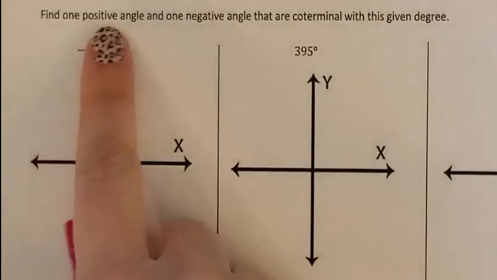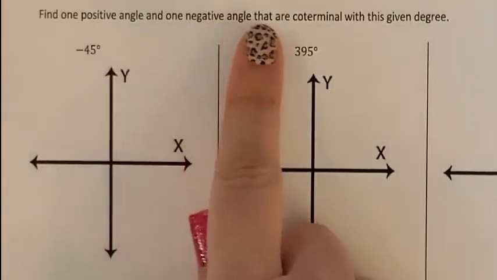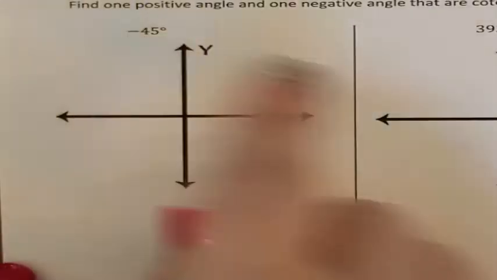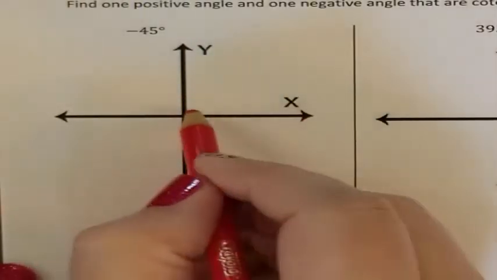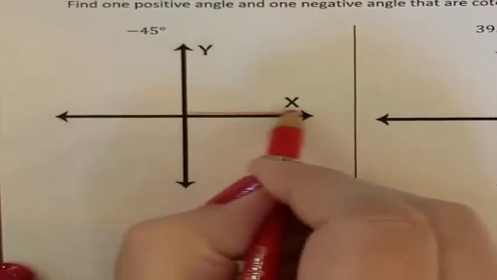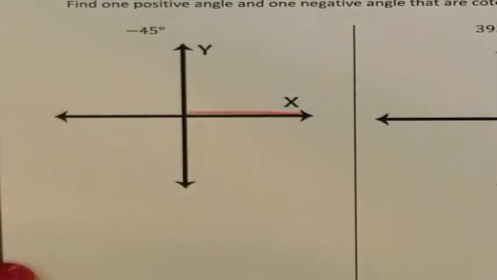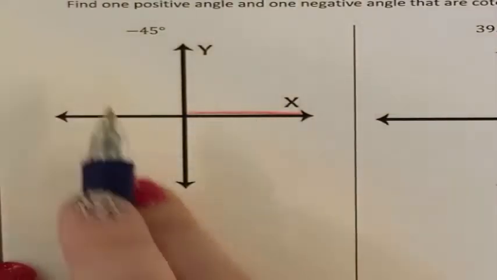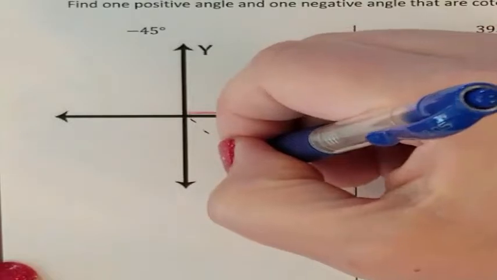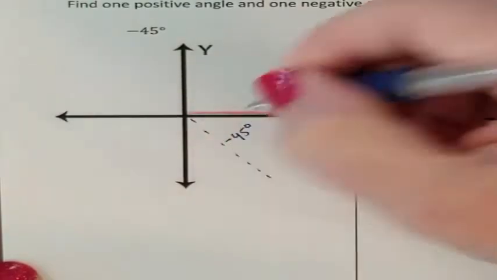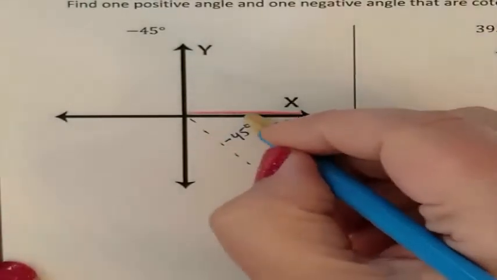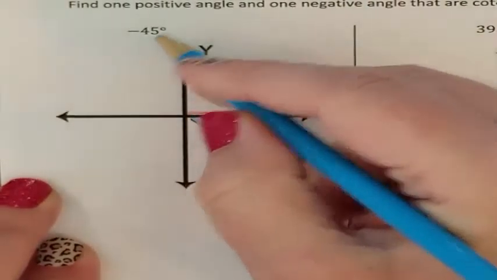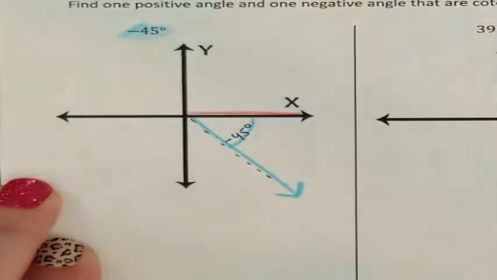So we're being asked to find one positive angle and one negative angle that are coterminal to the given degree that we're given. So let's look at our first problem. First, I always start off right here on the initial side. First, where is the angle that they're actually asking us to use? Negative 45. Negative says to go down, and I know 45 is halfway in the middle. So going down 45 degrees would land me right here in the middle between the X and Y axis. This is my negative 45 degrees.